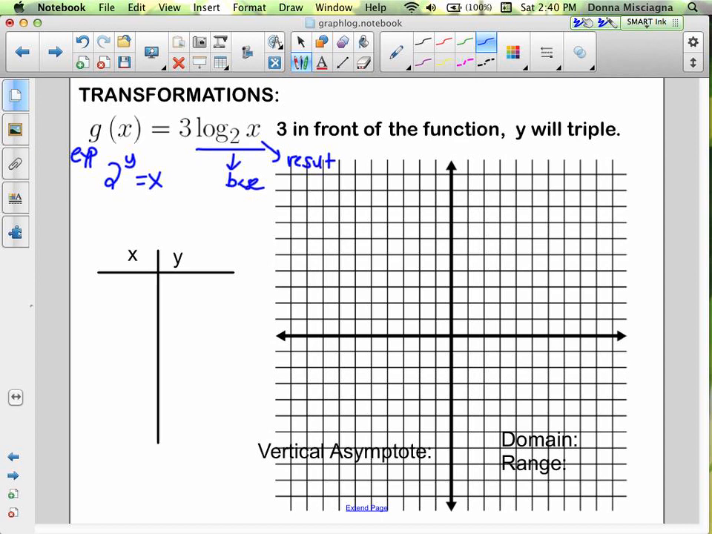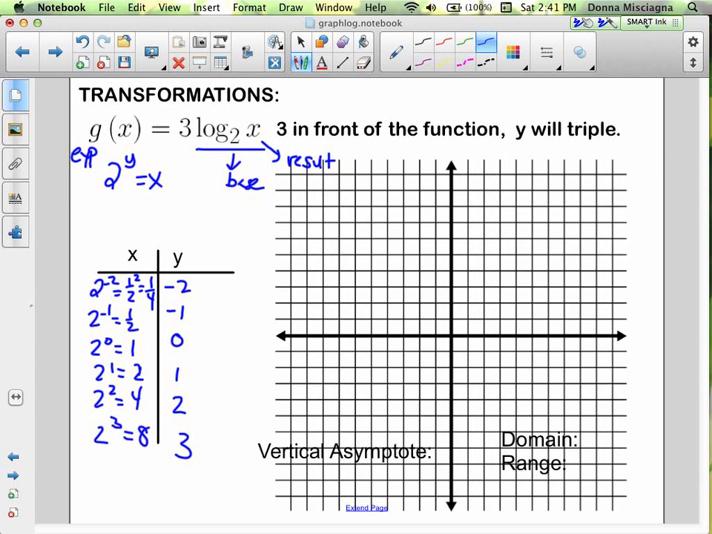I'm going to plug in -2, -1, 0, 1, 2, and 3, because this grows a little on the slower side. So we have 2 to the -2. That would be the reciprocal, 1/2 squared, or 1/4. 2 to the -1 is just the reciprocal, 1/2. 2 to the 0 is just 1. 2 to the first is 2. 2 squared is 4, and 2 cubed is 8. Now, I'm not going to graph that right yet, because now I'm going to deal with the 3.